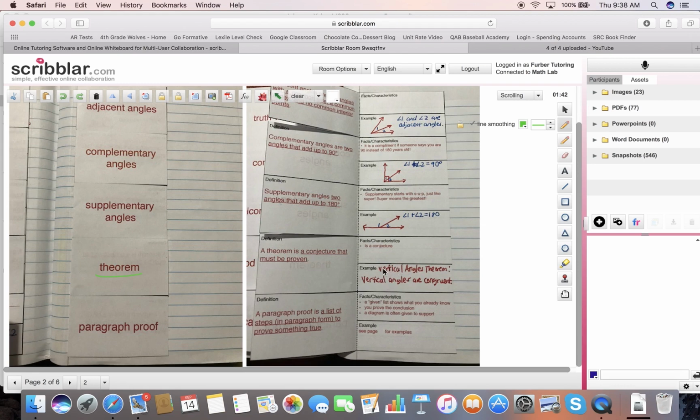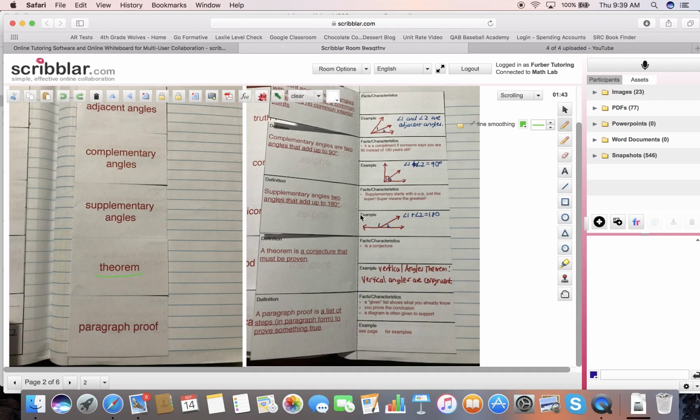So an example of a theorem is the vertical angles theorem. Vertical angles are congruent. Now, I already mentioned to you the reasoning behind why vertical angles are congruent, because they're sharing a straight angle with the same angle. Therefore, they have to be the same measurement. There's a whole example of a proof involving the vertical angles theorem in your textbook, for example, number 3 on the bottom of page 98. So you could always look at that as an example, okay?